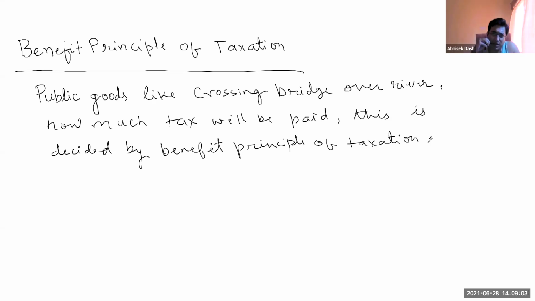Sir, in this example of crossing the river over a bridge, the benefit is crossing the river, no? So the benefit accruing to the truck and the car is the same in this case. But who is passing through a larger load? Truck, obviously. Yes, sir. The question of depreciation is involved.